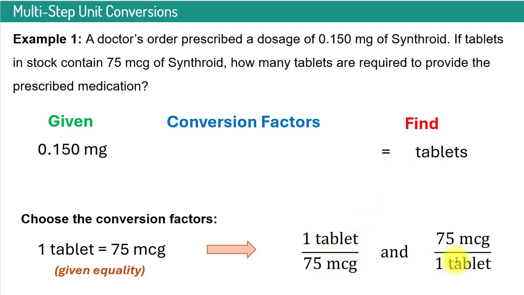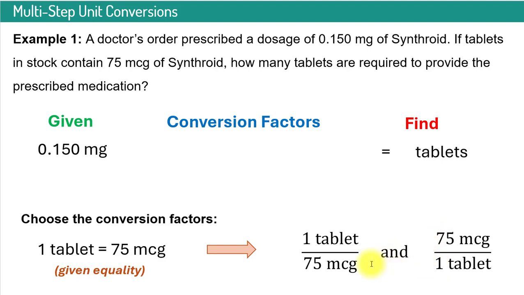I notice that the conversion factors that I have here don't involve milligrams, which means that I won't be able to cancel milligrams using these conversion factors. However, these conversion factors have units that I want to be left with, tablets. All of this means that I won't be able to perform conversion using just one step, and I will have to perform 2 or more steps.